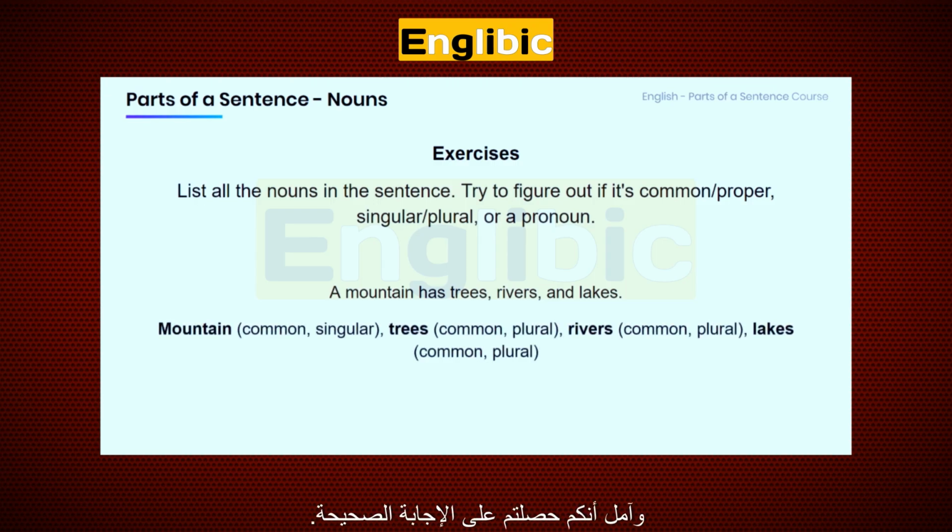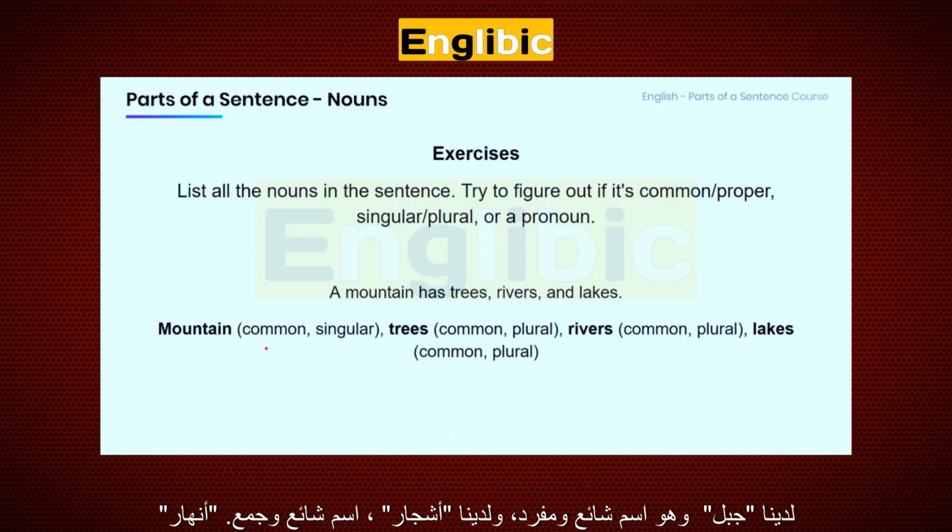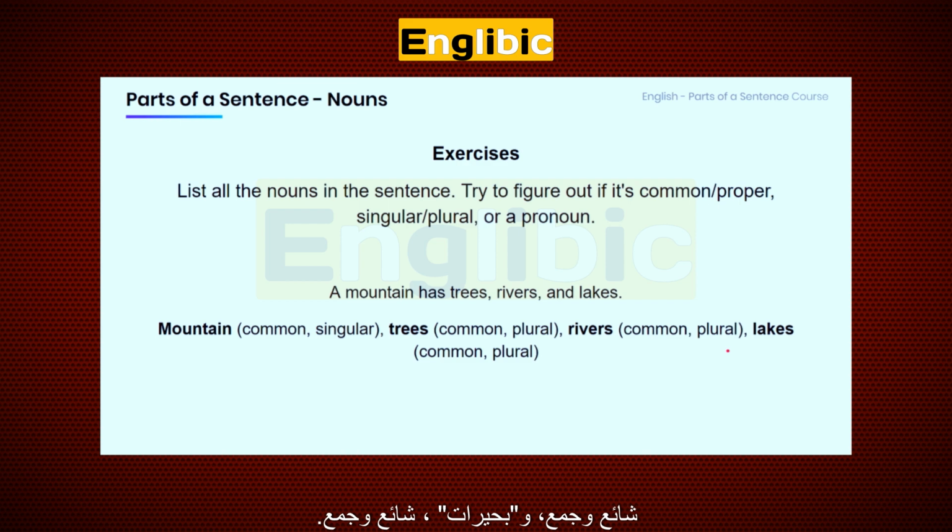All right, and hopefully you got the right answer. We have mountain, which is a common noun, and it is singular. We have trees, common noun and plural. Rivers, common and plural. And lakes, common and plural.